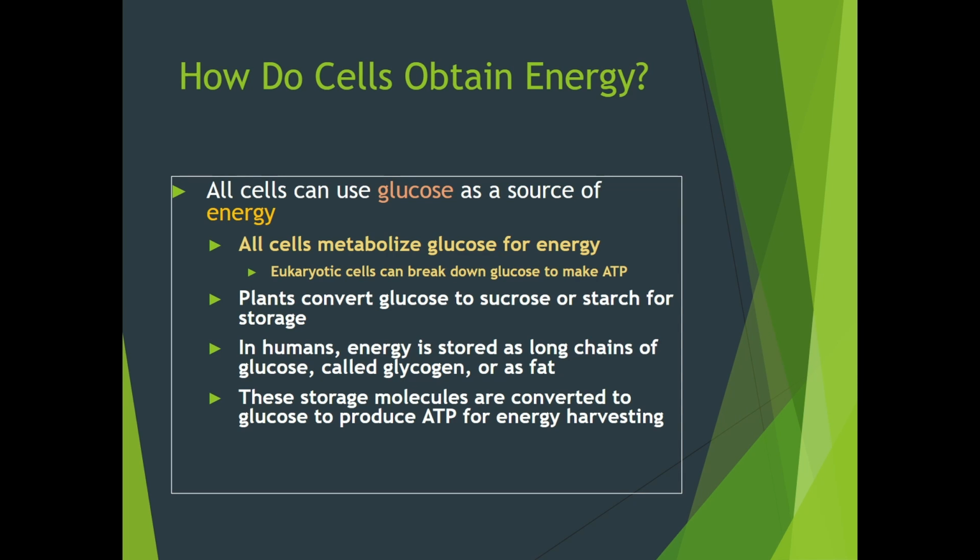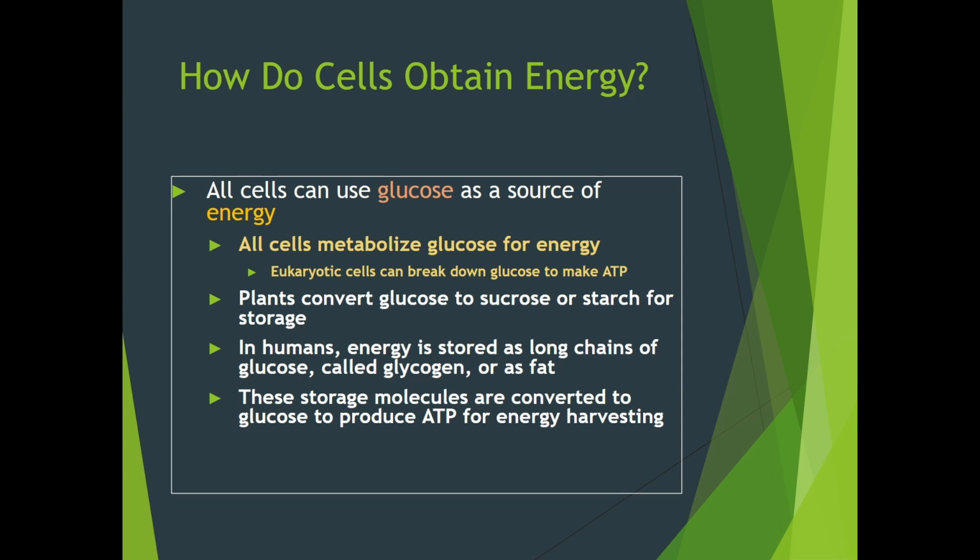So we have to also talk again about cells and about how cells obtain energy. And you may think, oh, they make energy using mitochondria. Well, that's true. And that's why plant cells and animal cells have mitochondria. But what does the mitochondria use to make that energy? Well, it uses glucose. All cells can use glucose as a source of energy. They metabolize it, they break it down, and breaking chemical bonds releases energy in the form of ATP.